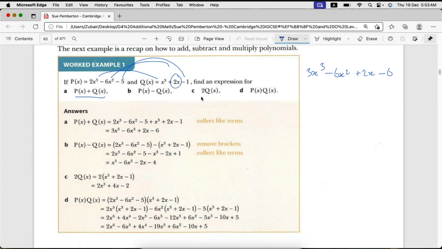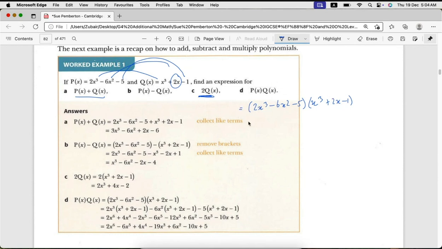And then this is a constant multiplication. Let's try the fourth one, where we multiply the two polynomials. The first one is 2x cubed minus 6x squared minus 5, times the second one, x cubed plus 2x minus 1. Before we multiply, the degree of p is 3, the degree of q is 3. Now we're going to multiply p into q.